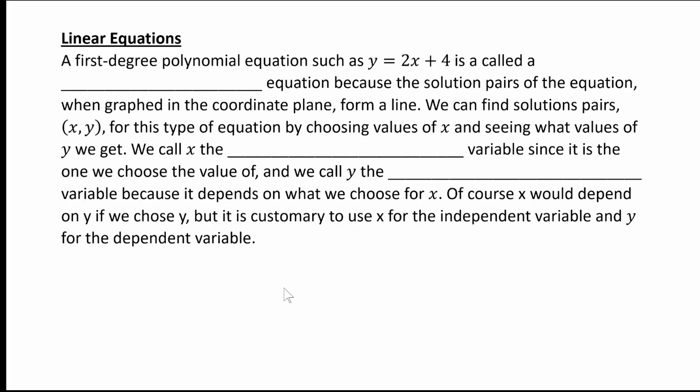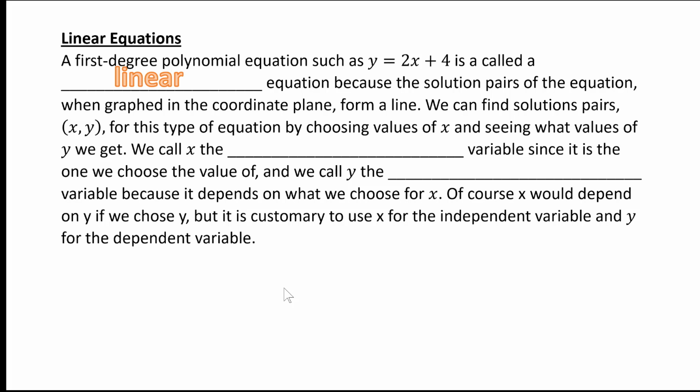A first degree polynomial equation, such as y equals 2x plus 4, is called a linear equation because the solution pairs of the equation, when graphed in the coordinate plane, form a line. That means that any pairs of numbers that work in that equation for x and y, if you were to graph them on a coordinate plane, they would form a line.